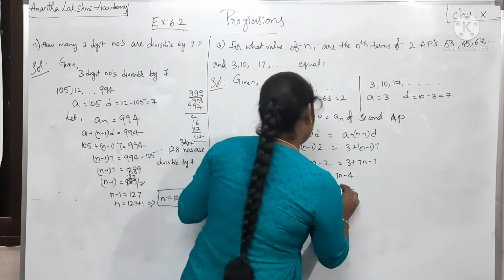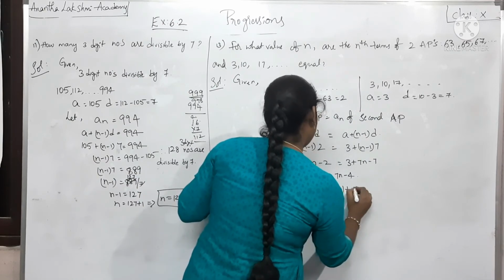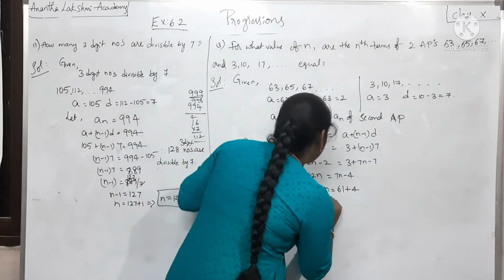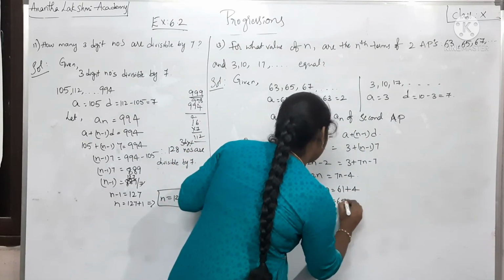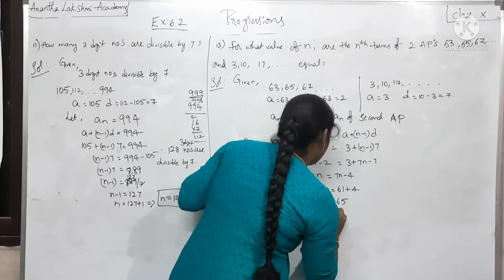Sorry, this is going to be 61 plus 4. This comes this side, this goes that side. That way 5n is equal to 65. n is equal to 5 ones are 5, 5 threes are 15, so 13.